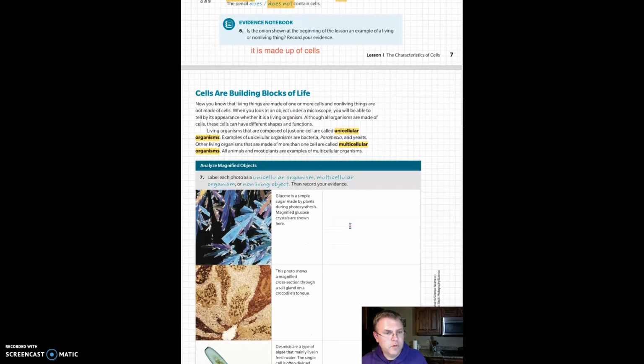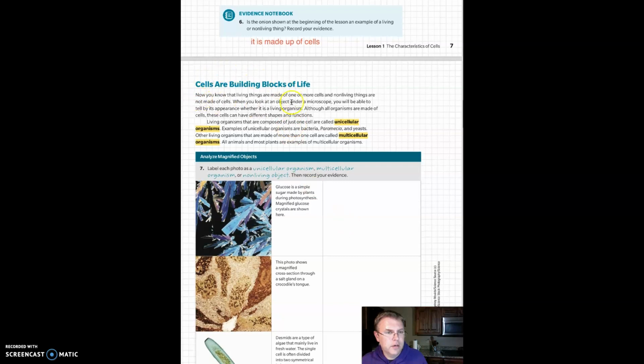Alright, moving forward. Our next statement, the next part of the cell theory, is that cells are the building blocks of life. So basically every living thing, if you look at the way it's put together, is going to be made up of cells. Got two little definitions right here: unicellular organism, multicellular organism. The prefix uni means one, so a one-celled organism. Multi means a many-celled organism.